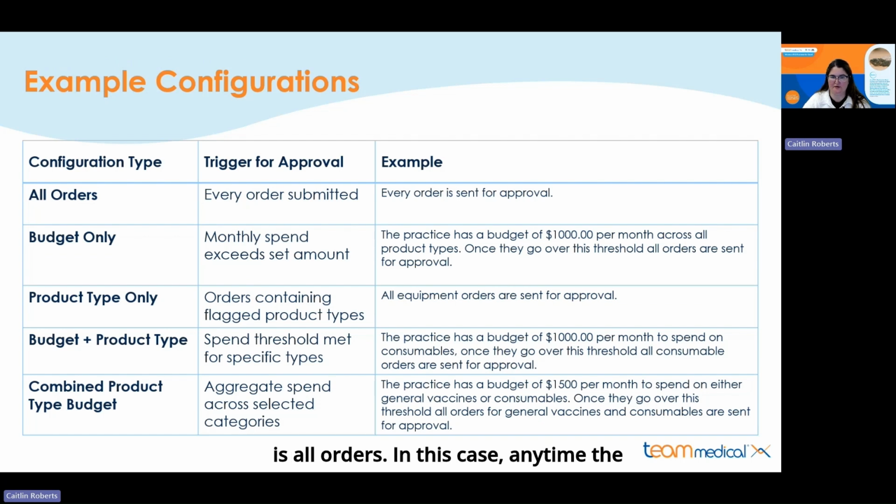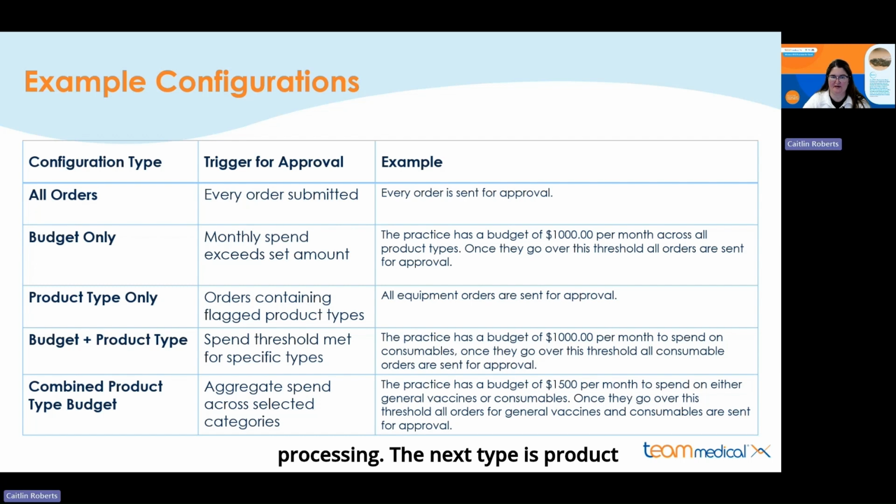The first one is all orders. In this case, anytime the standard user places an order, it would then go to the admin user for approval. The next type is budget only. Here they would have a monthly spend limit. Once they go over this spend limit, any orders placed by the standard user would then be sent to the admin user for approval before processing.